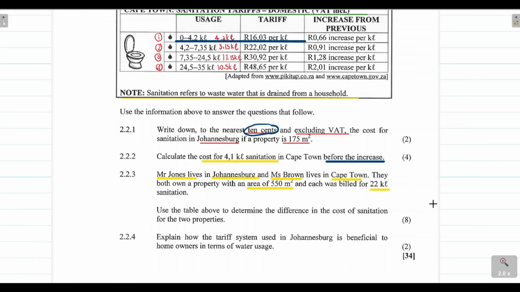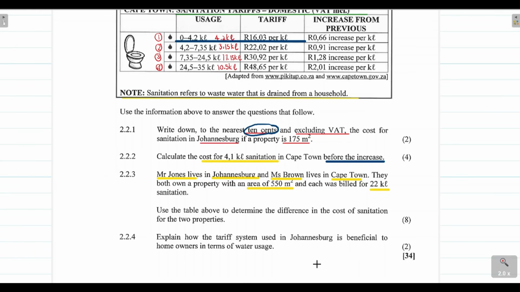We are told that both of them have a property of a size of 550 meters squared, and both of them used sanitation, or water waste, of 22 kiloliters. Now we need to use the table above to determine the difference in the cost of sanitation for the two properties. How much would a person that stays in Johannesburg pay?